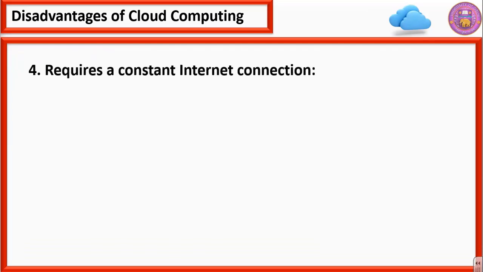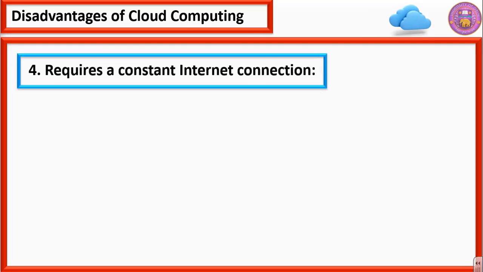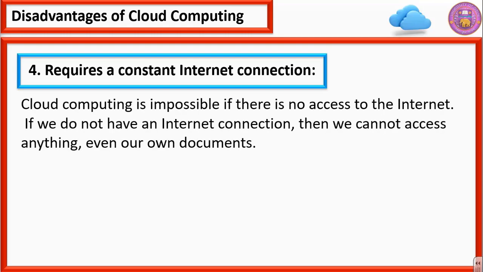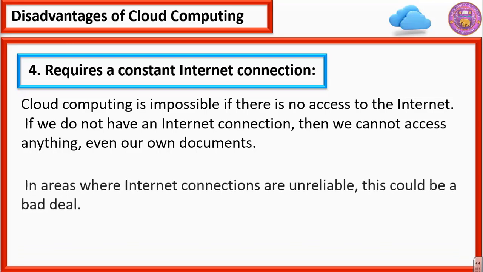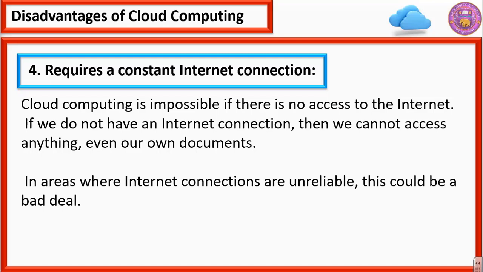Fourth, it requires a constant internet connection. Cloud computing is impossible if there is no access to the internet. If we do not have an internet connection, then we cannot access anything, even our own documents. In areas where internet connections are unreliable, this could be a bad deal.